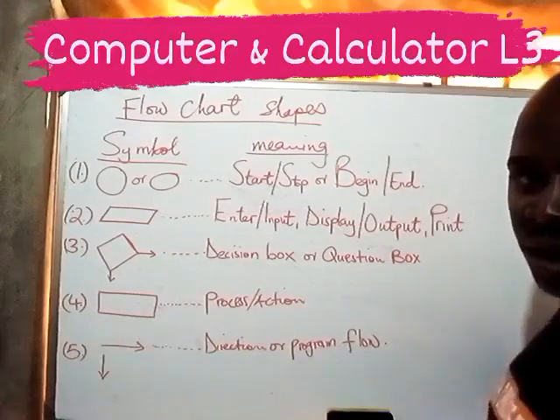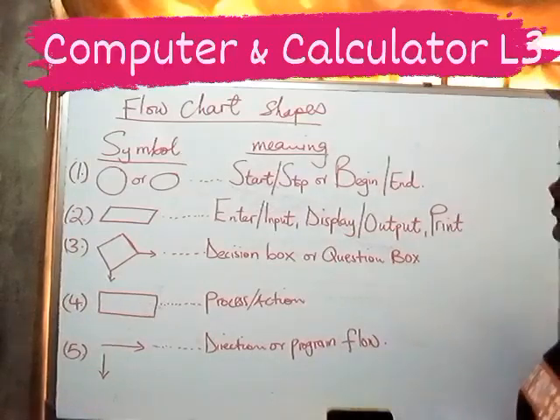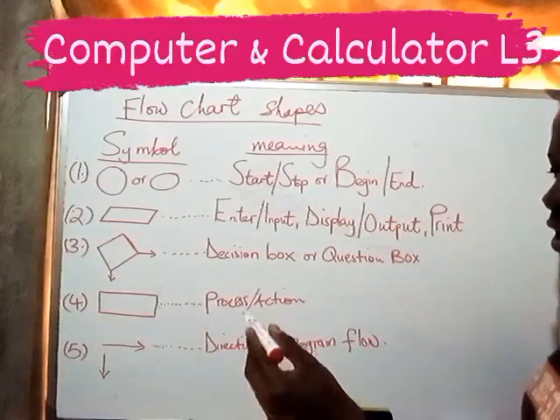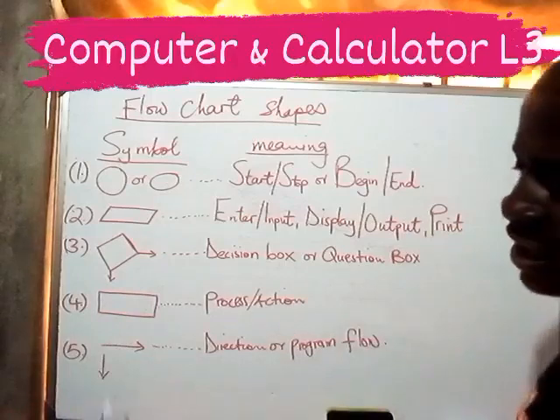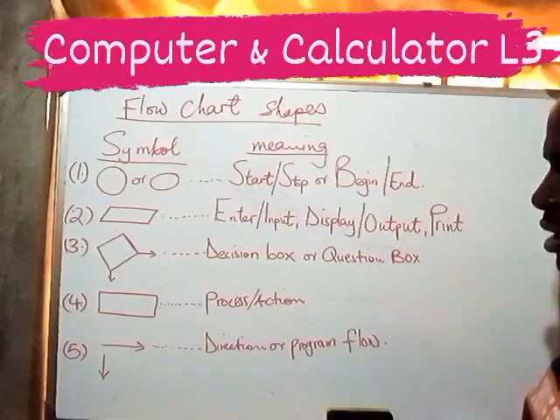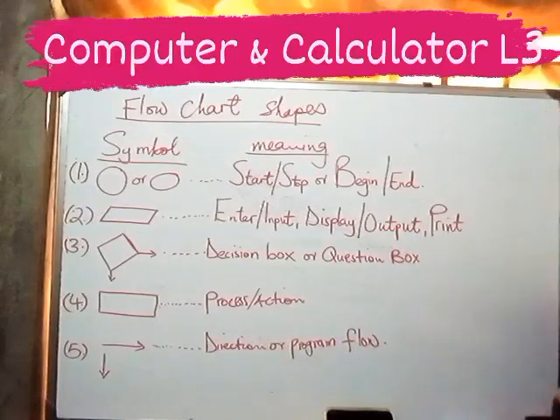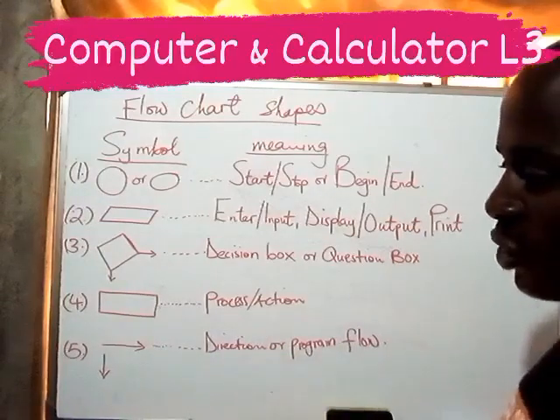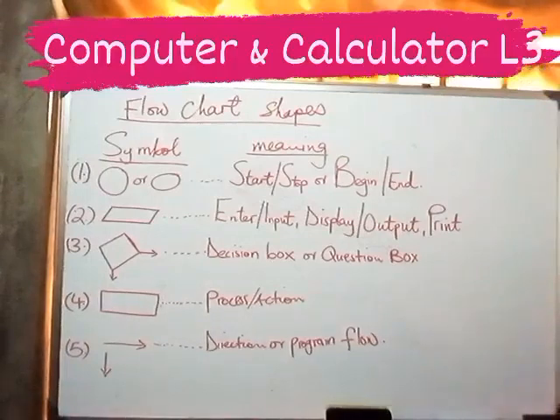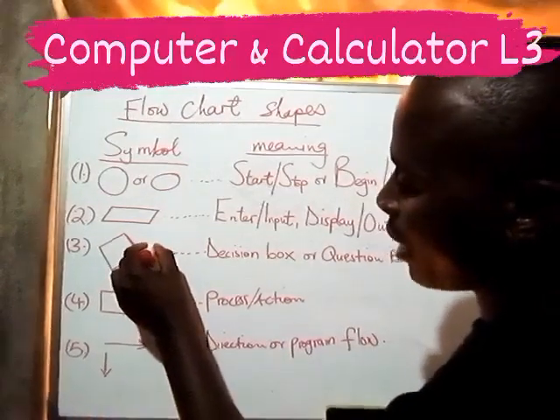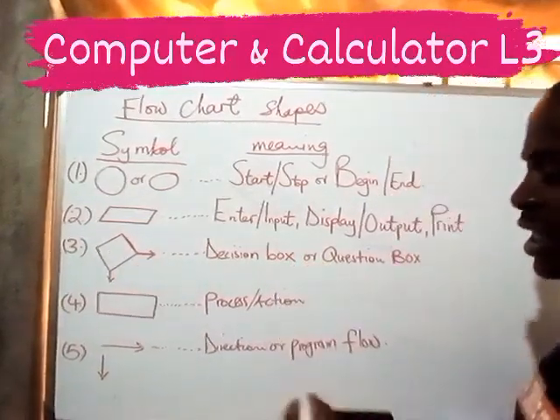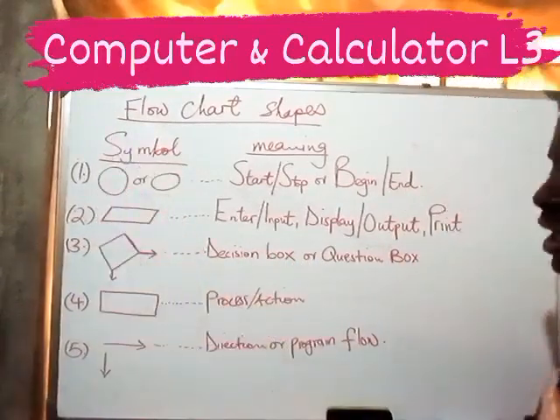Then we have this one, which is a rectangle. It is used for process, which is also known as the action box. Then we have the lines. These lines, the loops, are known as the direction or the program flow, the flow lines. So these are used for direction. As you can see on the third one, where we have the decision box, it has the lines or the arrows. The first arrow shows this side, meaning this is the direction. Then we have another direction there.